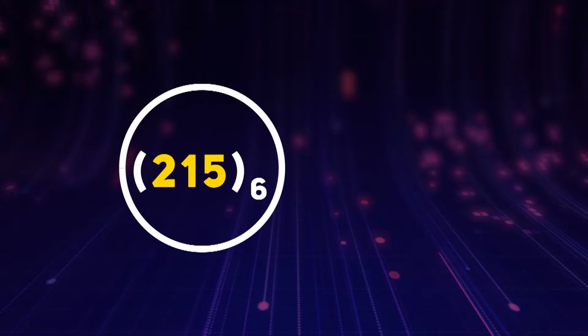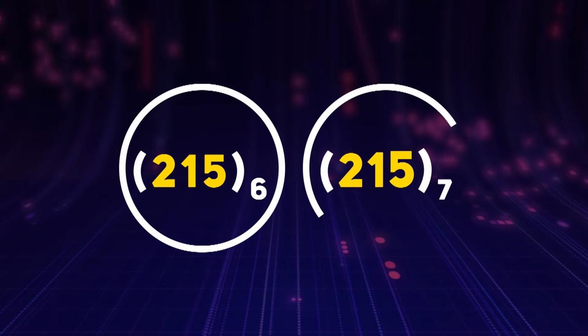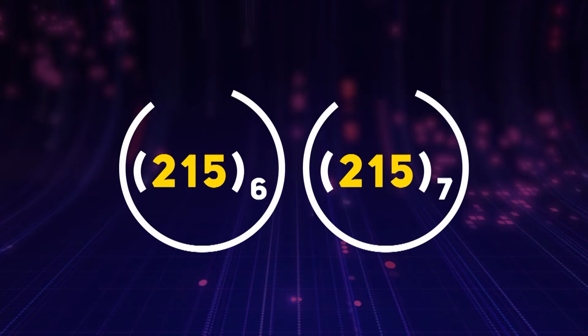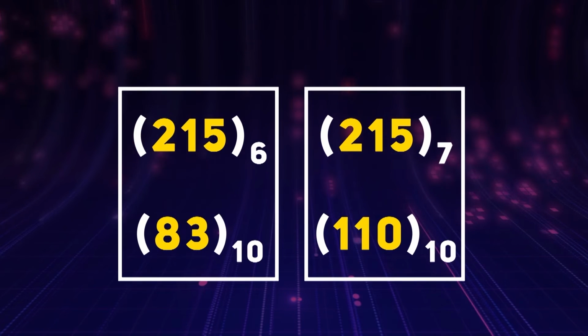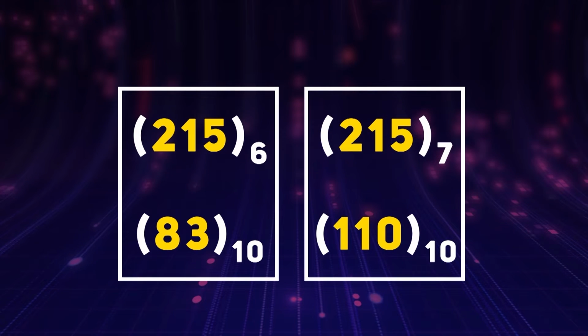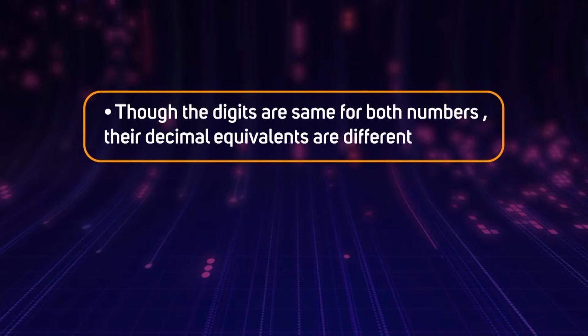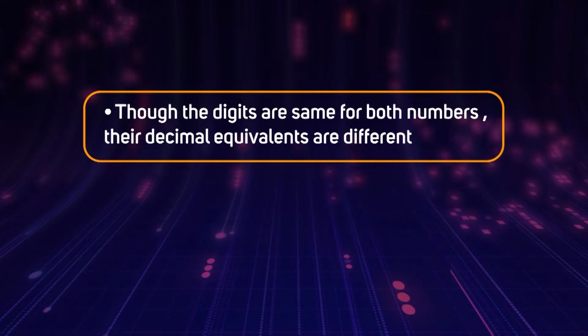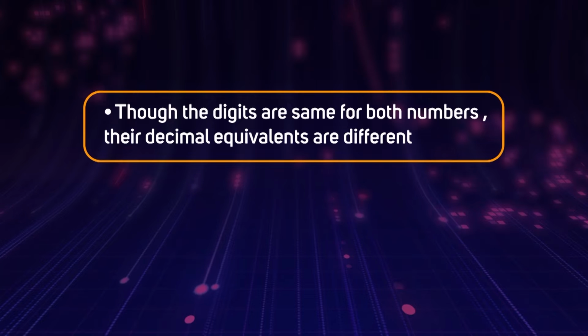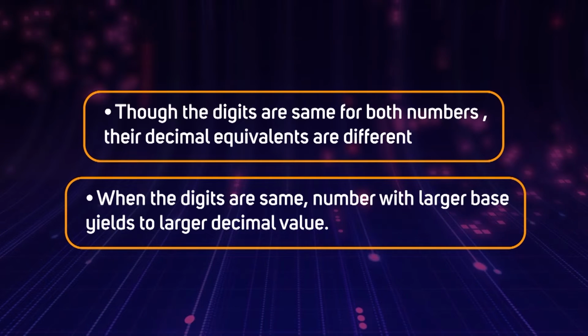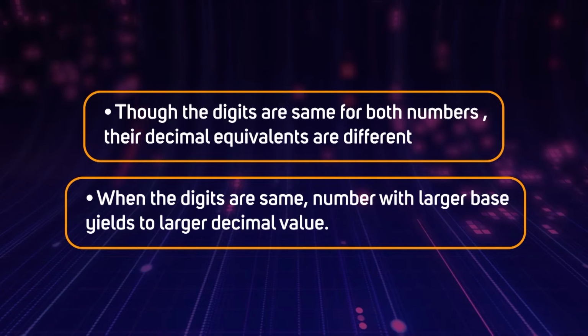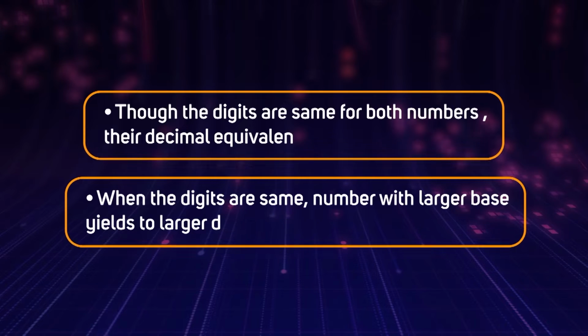Let us consider the decimal equivalents of two numbers, 215 to the base 6 and 215 to the base 7. They are 83 to the base 10 and 110 to the base 10. Though the digits are same for both numbers, their decimal equivalents are different. When the digits are same, the number with larger base yields a larger decimal value.